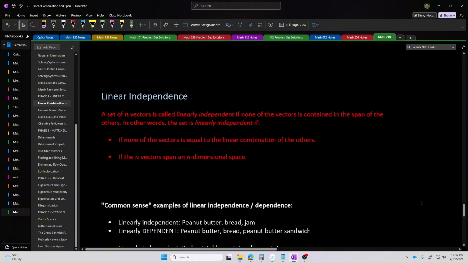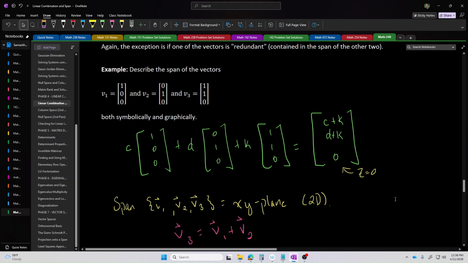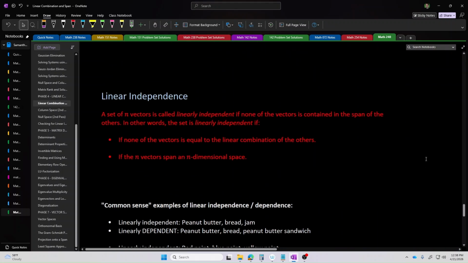Linear independence, once again, is trying to capture this idea of redundancy between vectors that we've encountered in a couple of problems by now. In plain terms, a set of vectors is called linearly independent if none of the vectors in the set are redundant. We say that a set of vectors is linearly independent if none of the vectors is contained in the span of the other vectors. Vectors are linearly independent if none of the vectors can be formed by combining the others.